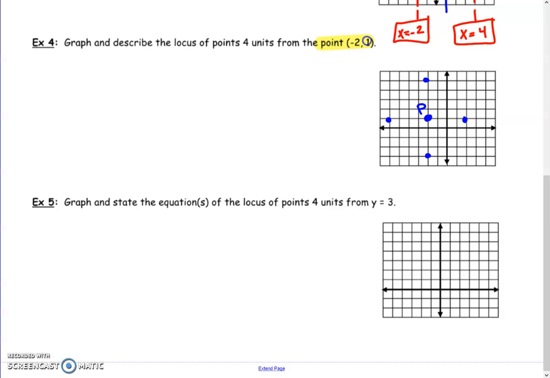Don't draw in a diamond. Try and make it the best circle you can. Doesn't have to be perfect, but obviously you need to go through those 4 points, and it needs to be circular, not diamond shape. Now, we haven't talked about the equation of a circle yet, so it just says describe, I would say, a circle with center P and radius 4.